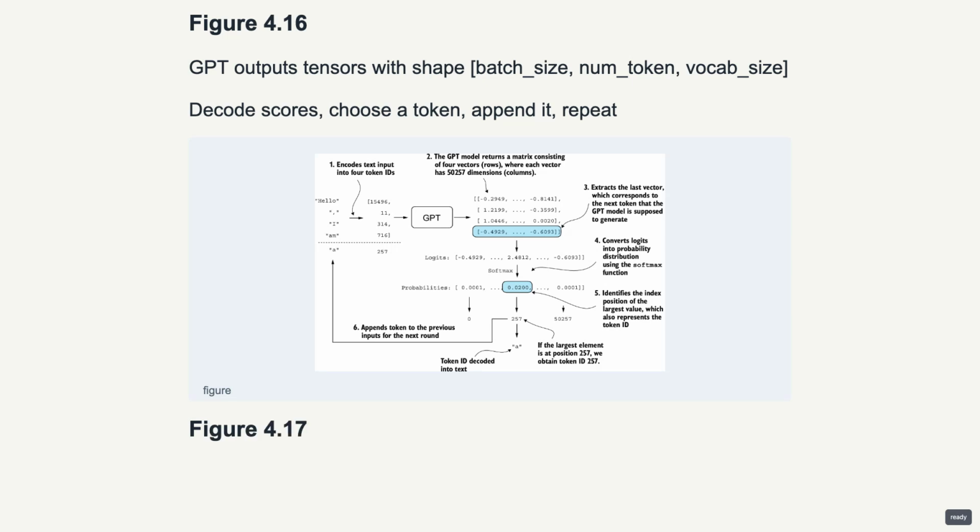A single generation step has a clear pipeline. Encode the prompt, run the model, choose the next token, and decode it again. That one step is the unit repeated over and over in text generation.